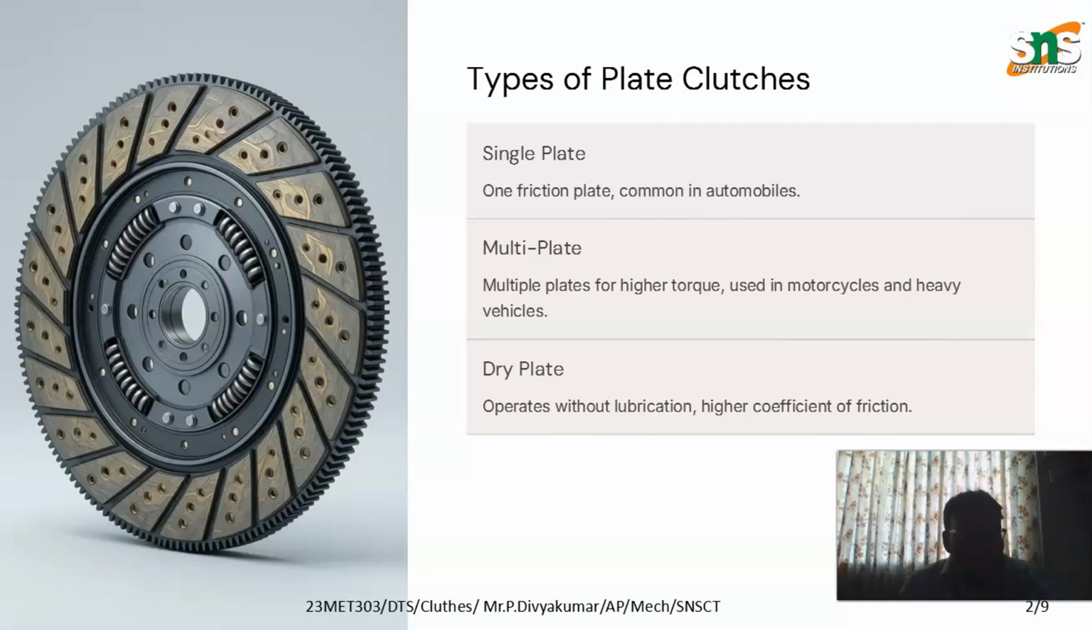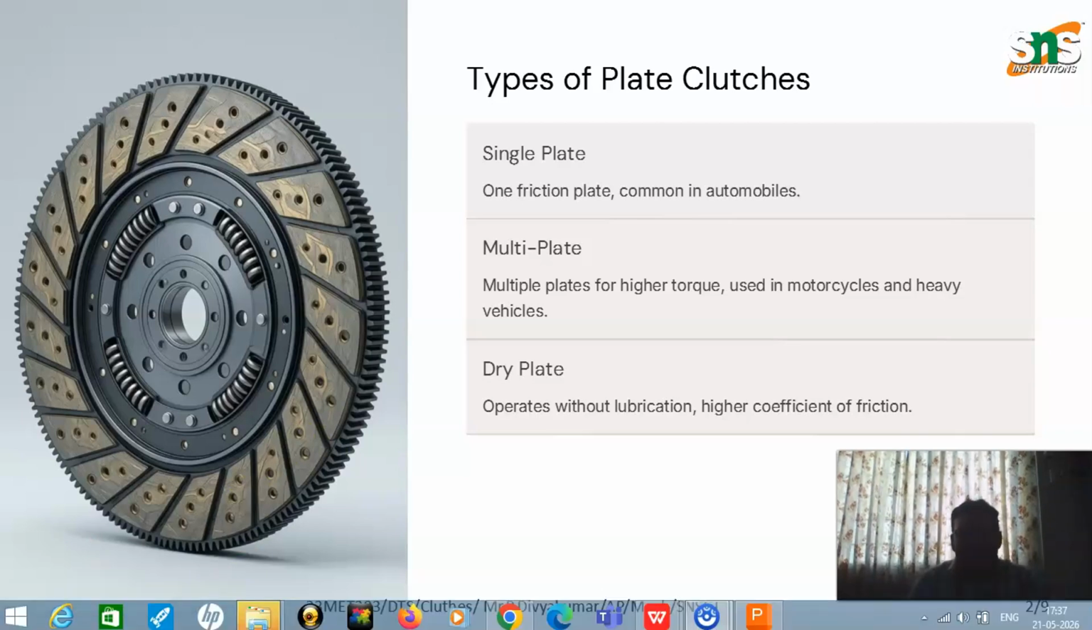Next, we are going to discuss the different types of single plate and multi-plate clutches. The plate clutch is a friction type mechanical device which is used to connect and disconnect the engine from the transmission system. It allows smooth engagement of power while starting, stopping, or changing gears in automobiles and machinery. The clutch works based on the friction developed between the rotating plates. When the clutch plates come into contact, power is transmitted from the driving shaft to the driven shaft.